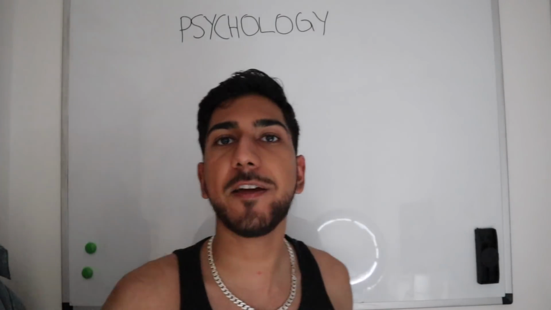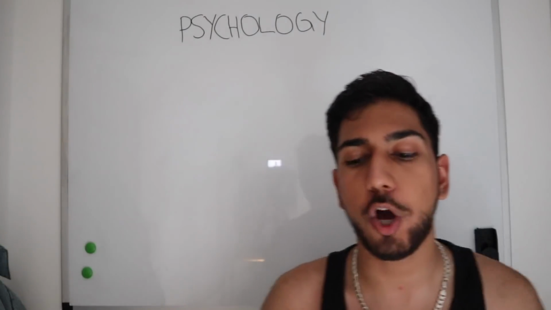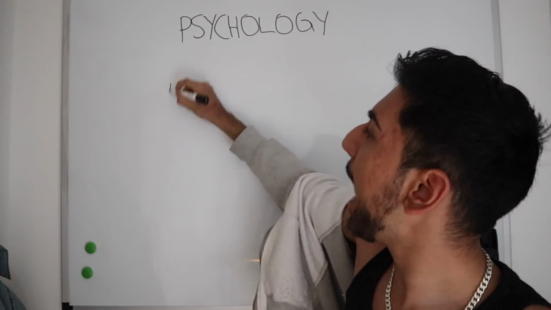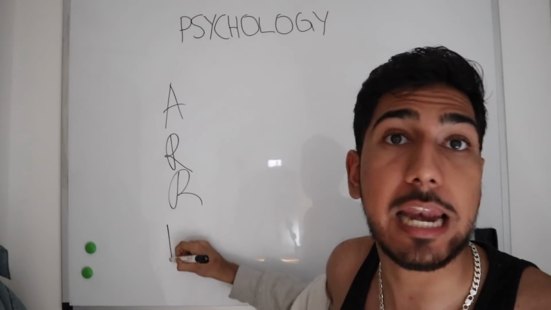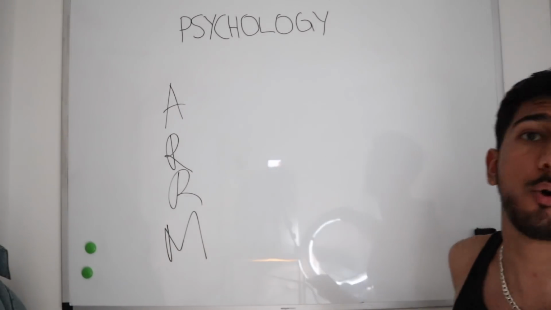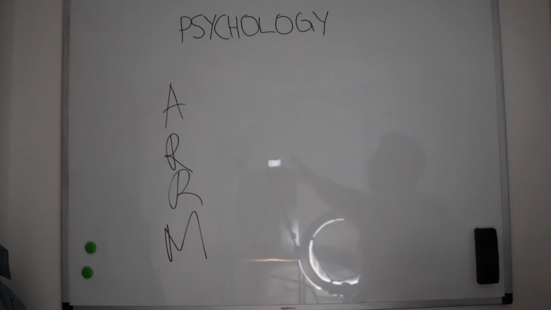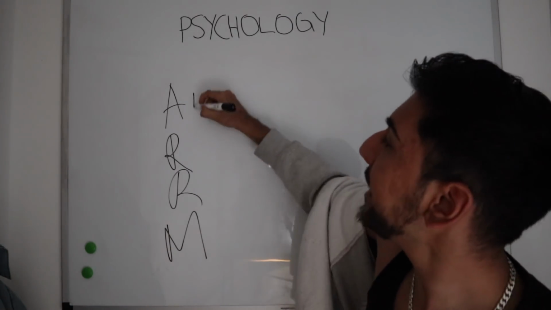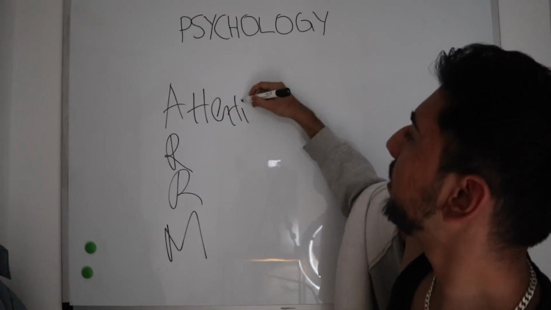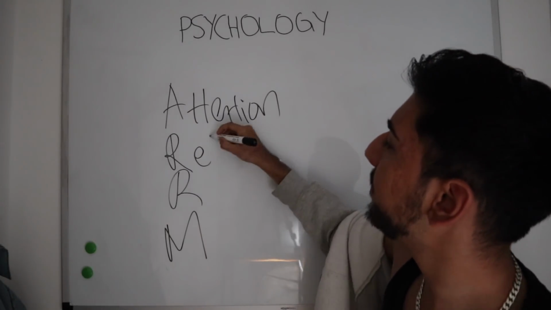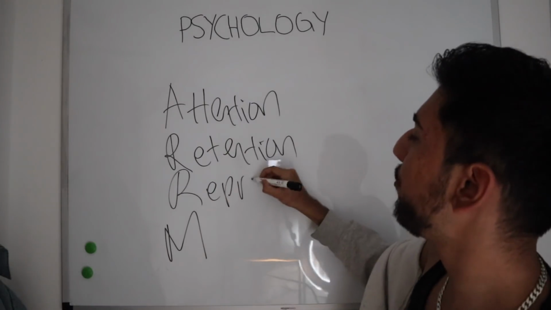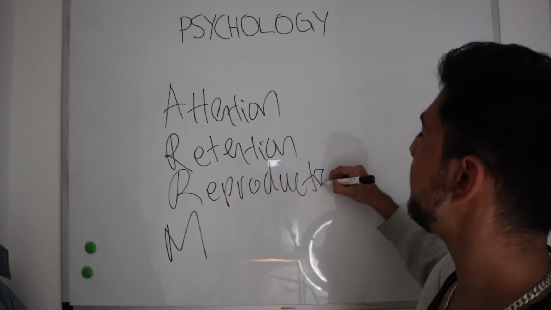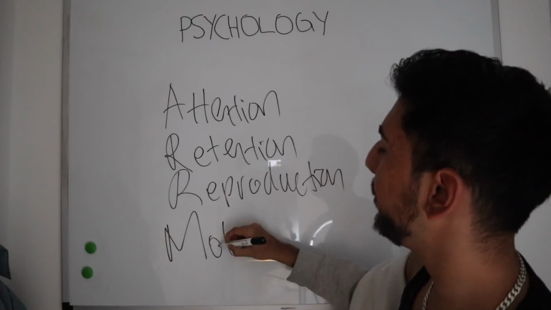So Bandura argues that there are 4 main aspects of the observational learning theory, and the acronym we will use is ARM. I love acronyms, by the way. Whenever I tutor, all I do is talk about acronyms. Okay, so what does ARM stand for? Well, A stands for attention, R stands for retention, the other R stands for reproduction, and the M stands for motivation.